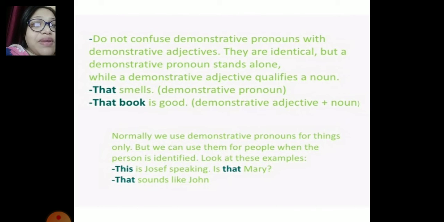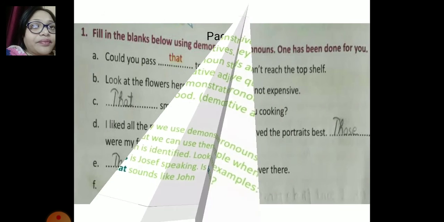Now we must keep in mind that normally we use demonstrative pronouns for things only, but we can use them for people as well. Let's go through a few examples. This is Joseph speaking. Is that Mary? That sounds like John. So demonstrative pronouns are also used to identify people.